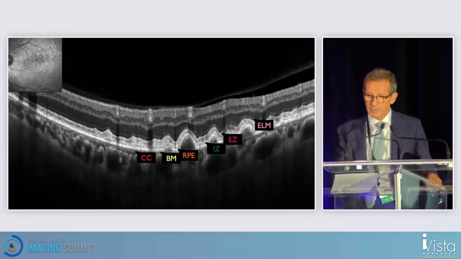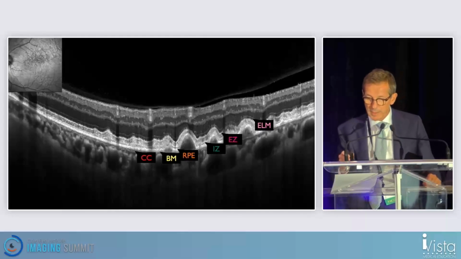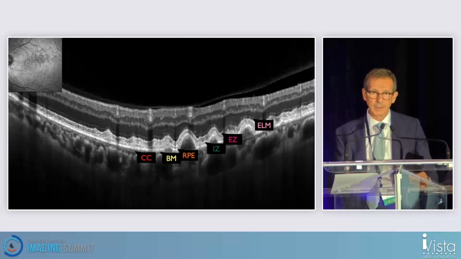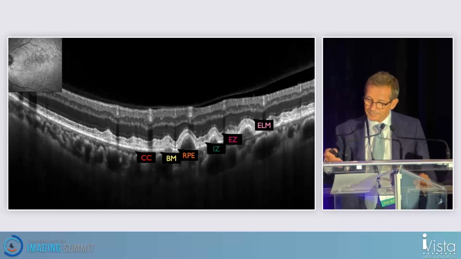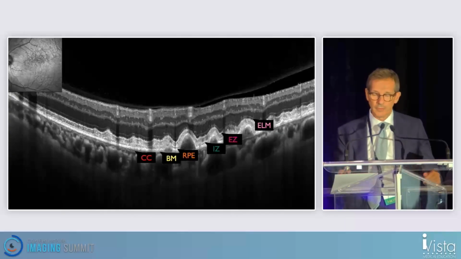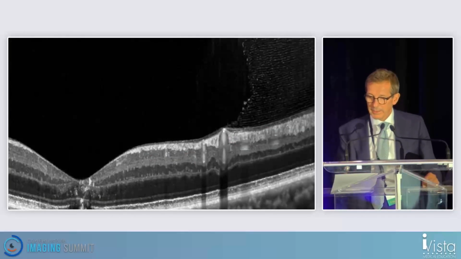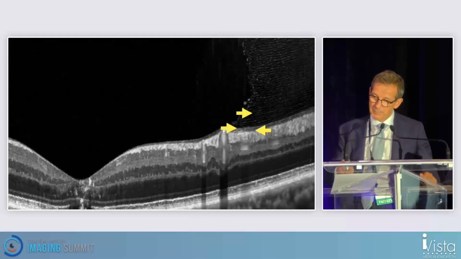In particular, you define very well the choriocapillaris, Bruch's membrane, and the RPE, which are no longer one single line, but you can differentiate them. The EZ, the ELM, and the IZ are also very well visible, also in pathology. We can also see the vitreous quite well, and you see that the limiting membrane can be divided into 2 lines.